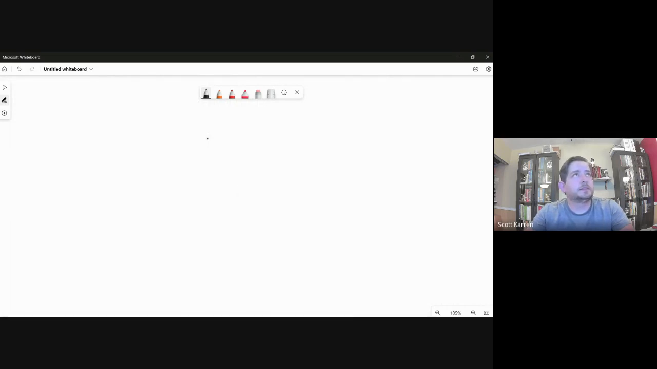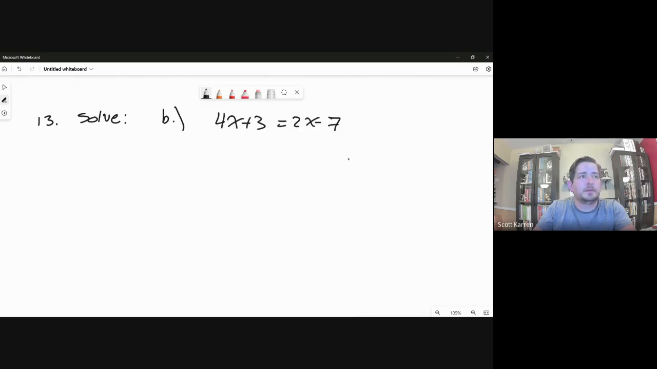Let's look at 13. 13 says solve. And let's look at b. We have 4x plus 3 is equal to 2x minus 7. And these were the kind of the first algebraic solutions that we had to come up with. We had to use the addition principle and the multiplication principle.